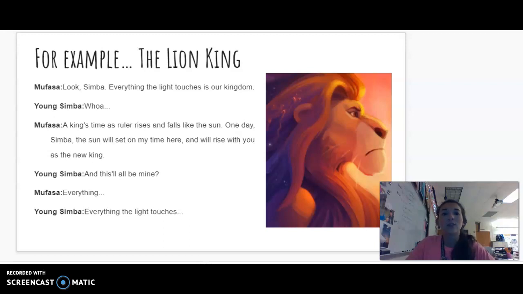And Mufasa says, "Look, Simba, everything the light touches is our kingdom." And young Simba says, "Wow." And Mufasa, "A king's time as ruler rises and falls like the sun. One day, Simba, the sun will set on my time here and will rise with you as the new king." And Simba says, "And this'll all be mine?" "Everything. Everything the light touches."